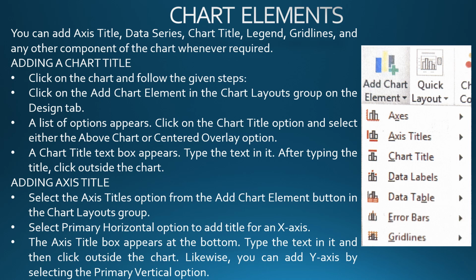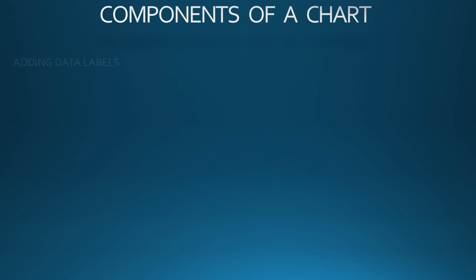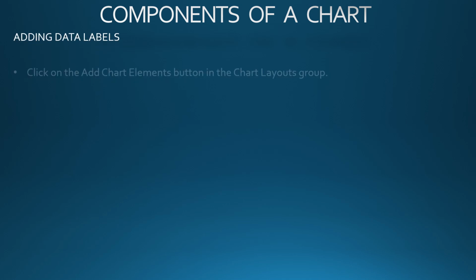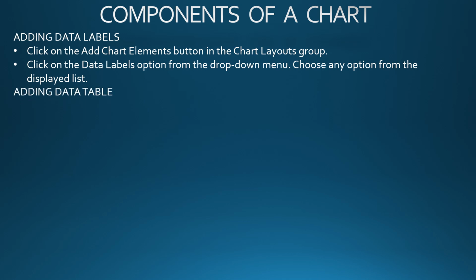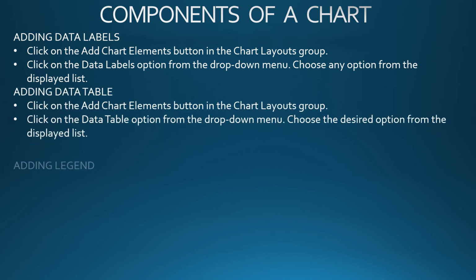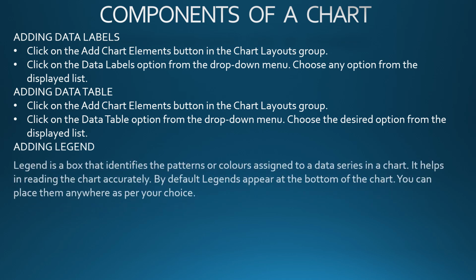We can see in this diagram, these are the chart elements: axis, axis title, chart title, data labels, data table. So we can make modifications with the help of this menu. Along with adding the axis title and the chart title, we can even add data labels from the Chart Layouts group. Then we can add the data table. Then we can add the legend if it is missing.